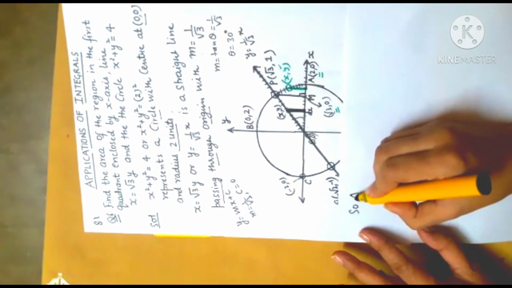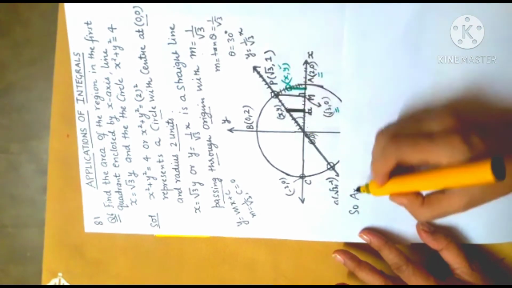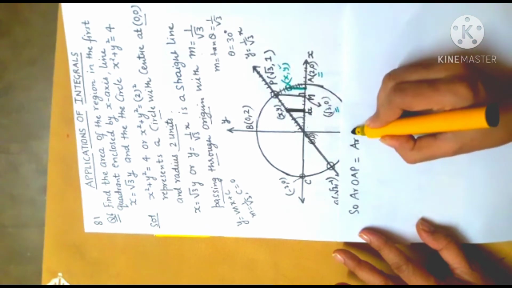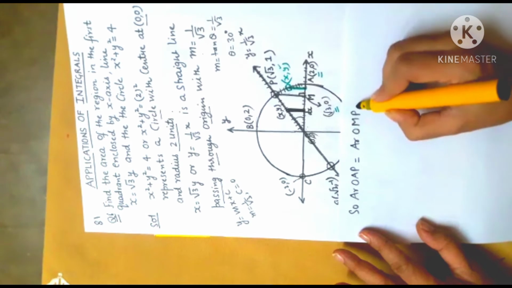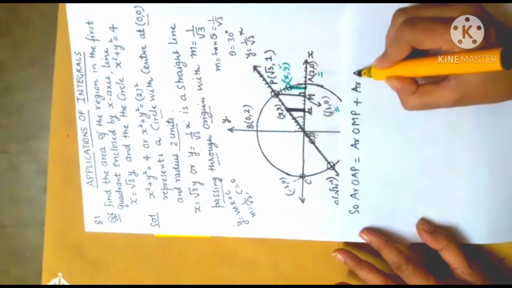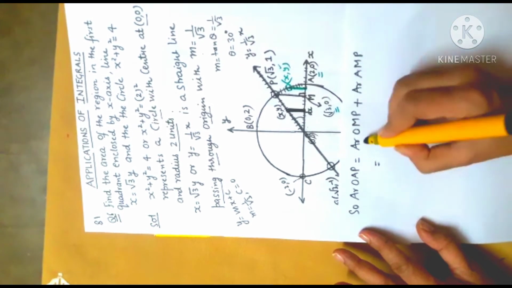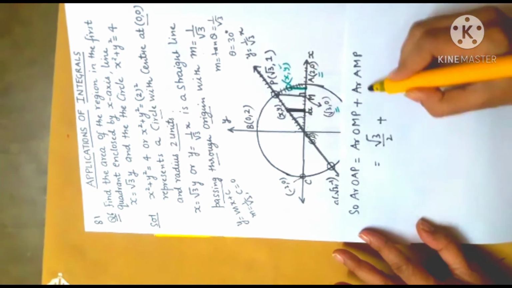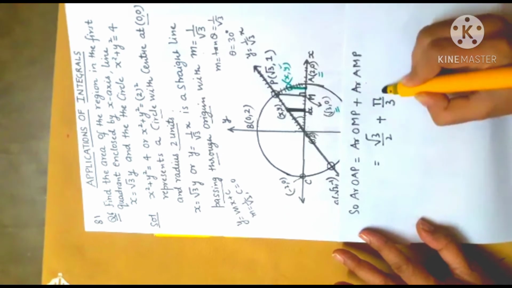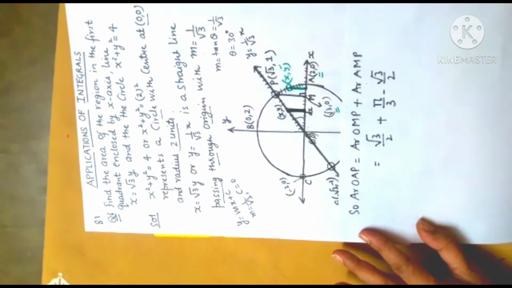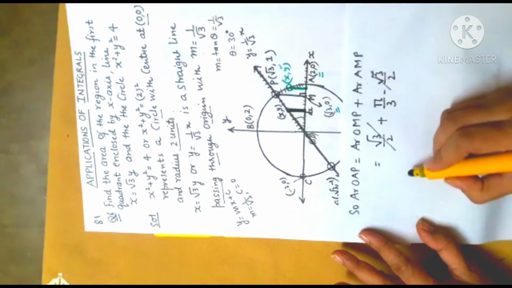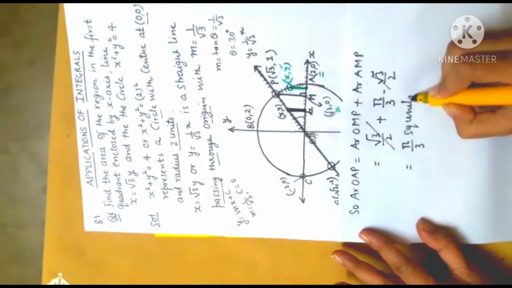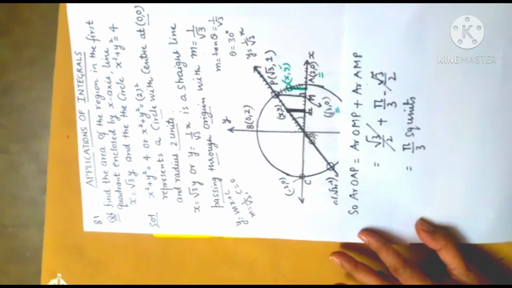So area OAP is equal to area OMP plus area AMP. Now this area was root 3 by 2 square units and this area was pi by 3 minus root 3 by 2 square units. This will get cancelled out. So I'll get pi by 3 square units.